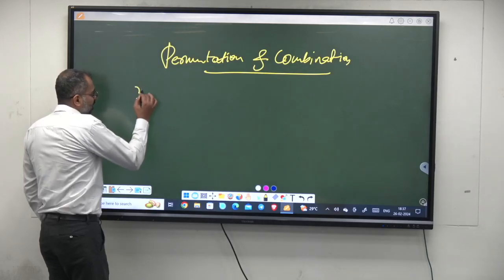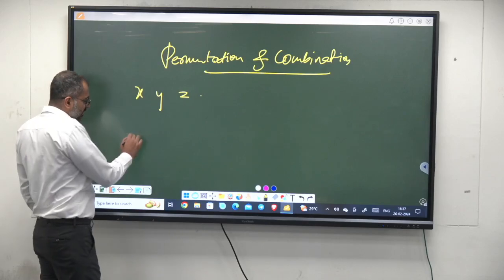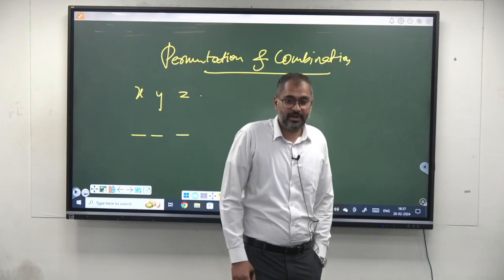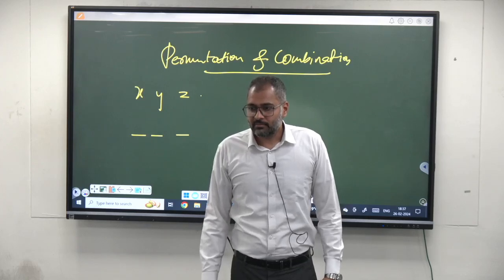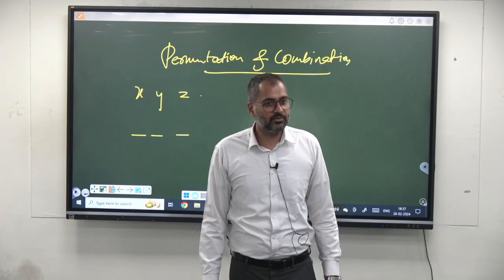Now, three people are there, X, Y, Z. Three seats are there. How many different ways can you make them sit? Let's say you three people are sitting here. Three seats are given. In how many different ways can you be seated in those three seats?